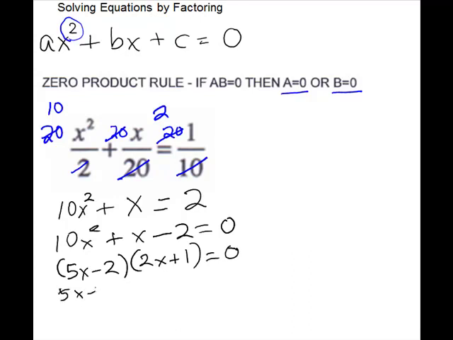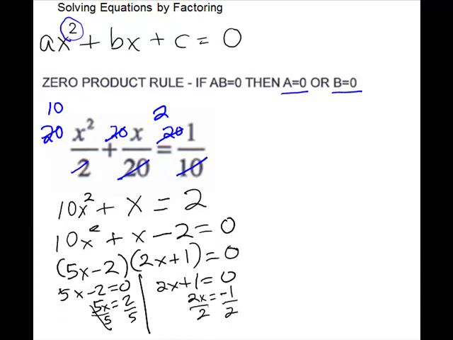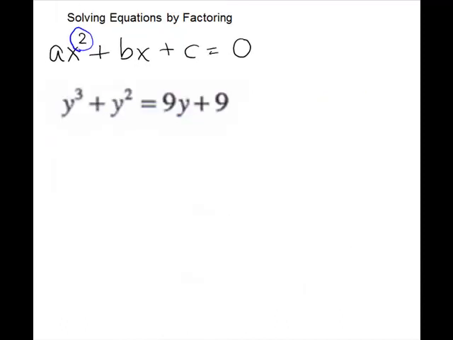If our first one equals 0, we'll add the 2 and divide by 5. So x equals 2/5. For the second one, you will subtract your 1, divide by 2. So x equals a negative 1/2. We can put those in solution set symbols. So negative 1/2 and 2/5.